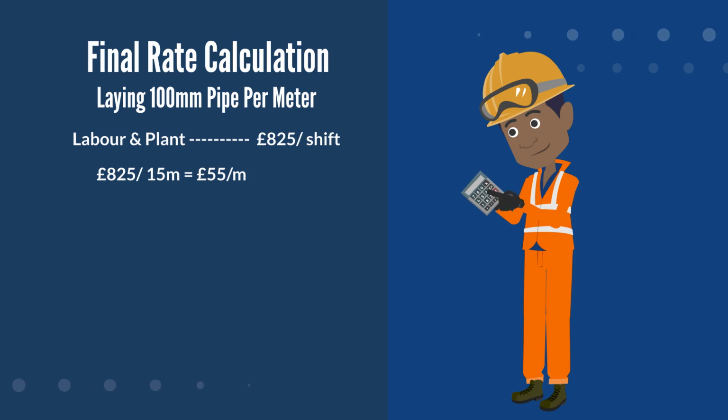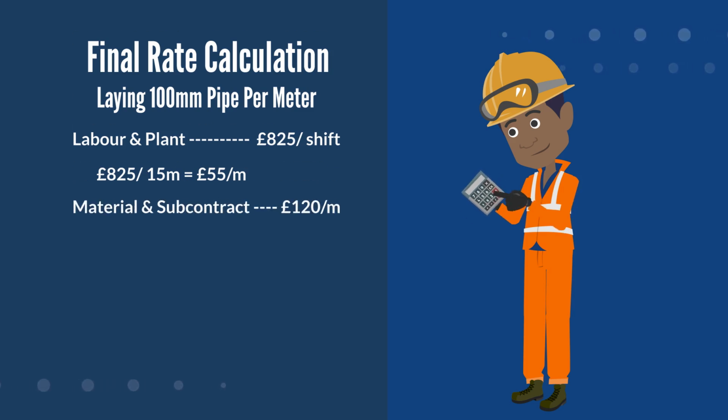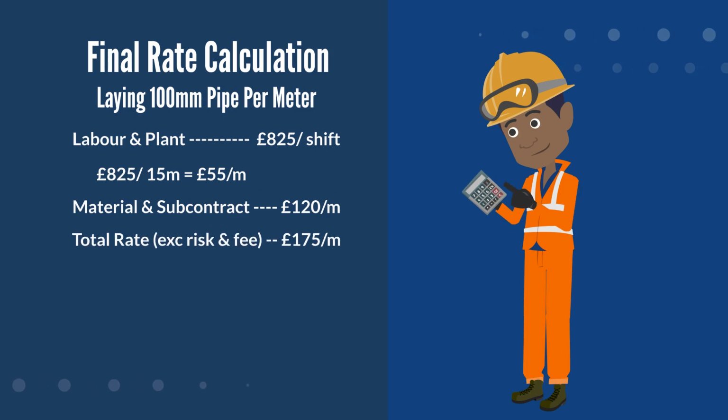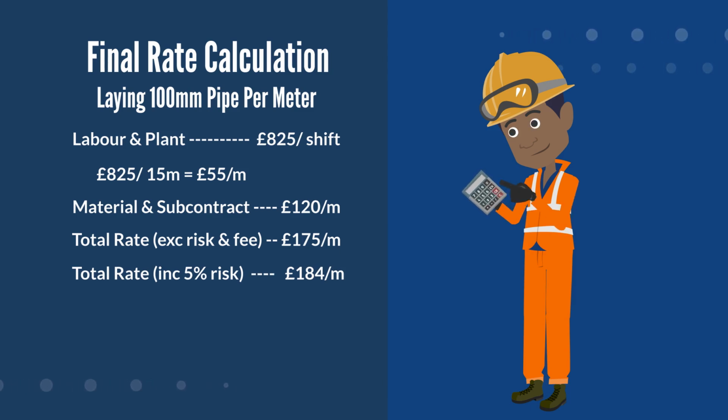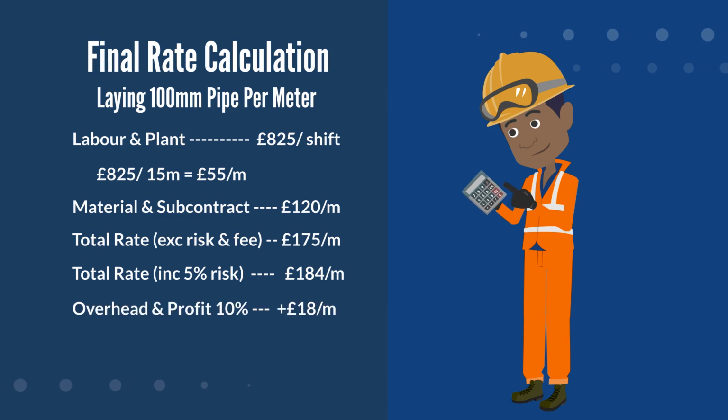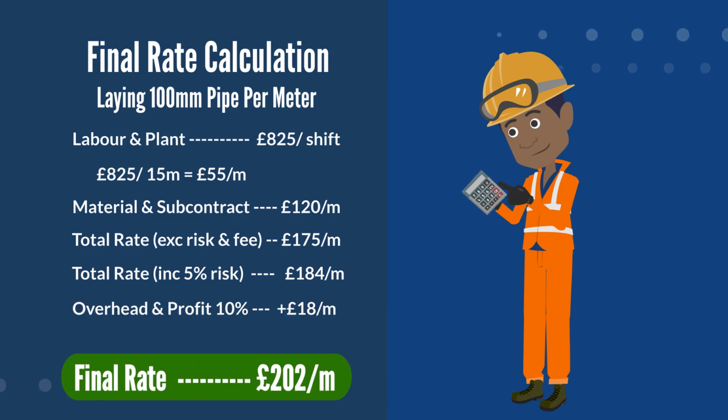Let's now add the material and subcontract cost of £120 per metre. This brings our rate to £175 per metre. Let's add 5% risk, taking our rate to £184 per metre. Finally, let's add our fee for overhead and profit, bringing the final rate to £202 per metre.